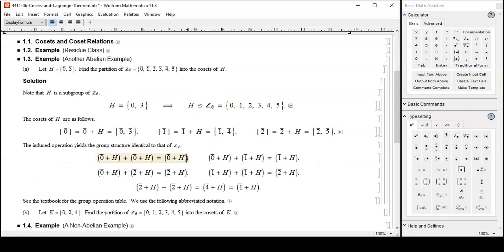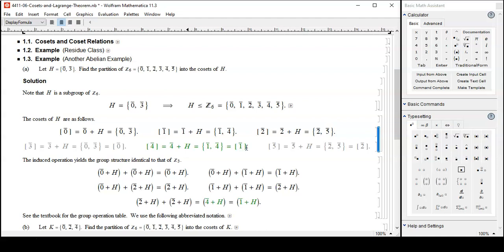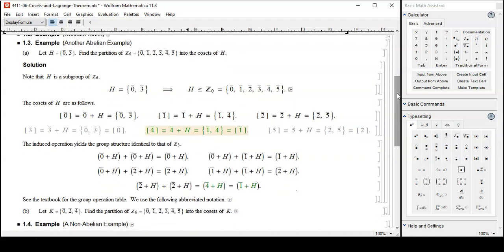0 plus 0 is 0, easy. 0 plus 1 is 1. And 0 plus 2 is 2. 1 plus 1 is 2. The only thing that you may have to work out just a little bit is this one. 2 plus 2 is 4, but the same as 1 modulo 3. See this green? So 2 plus 2 is 1, and we ended up with the same group structure as Z3.